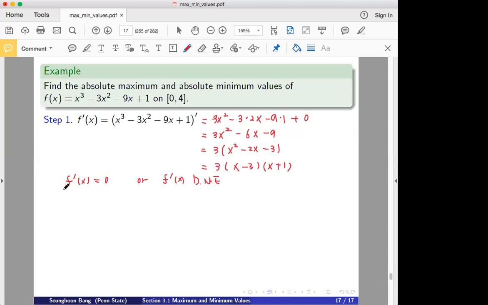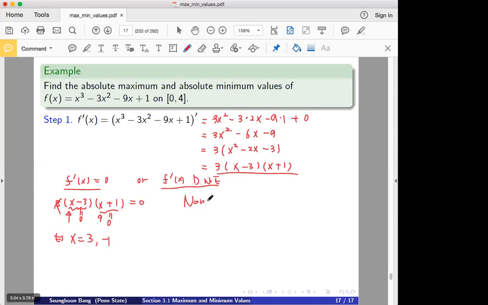First, f'(x) equal to 0: 3 times (x - 3) times (x + 1) equals 0. You don't need the 3, so just x - 3 equals 0 or x + 1 equals 0. So we have x = 3 from the first part, and x = -1 from the second part. Next, f'(x) does not exist: impossible, because this is always well defined. We don't have a denominator, so we don't have this case.